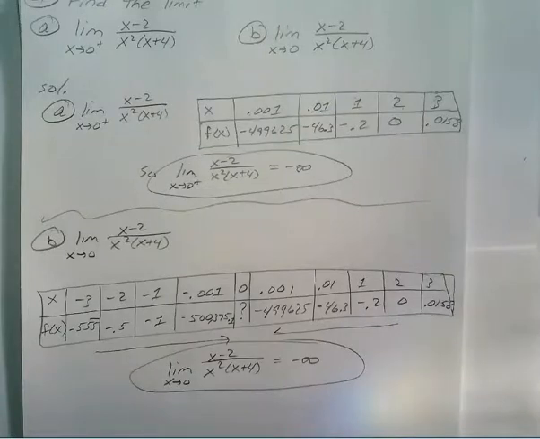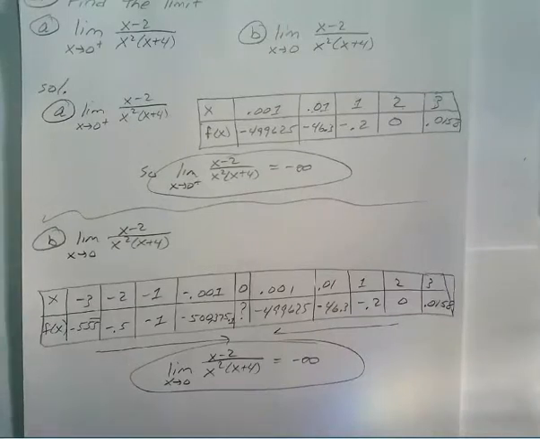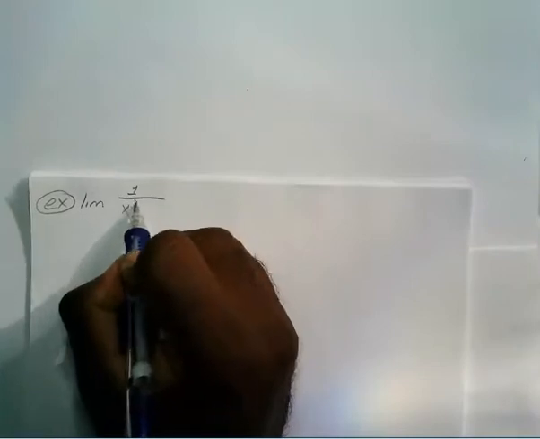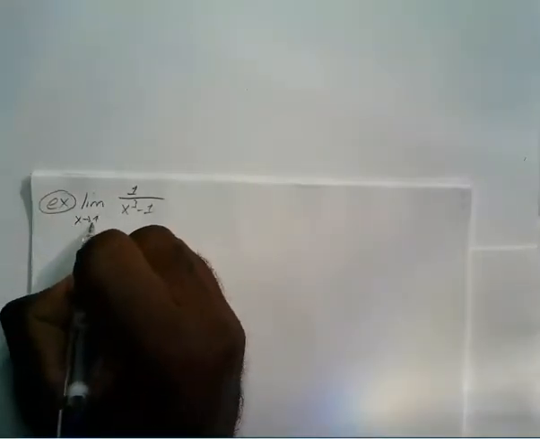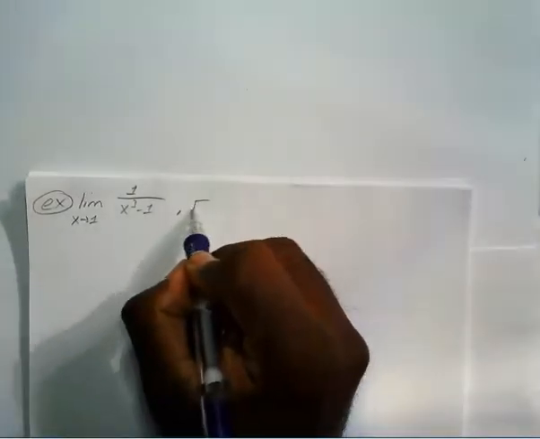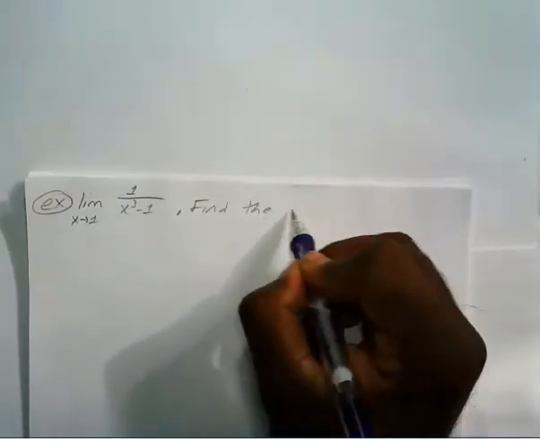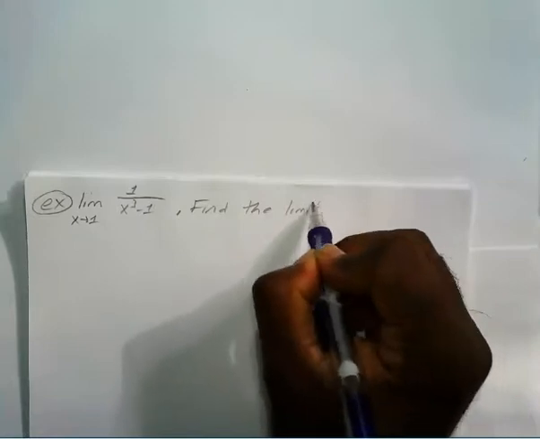Alright, so if you are still writing, feel free to press pause. We're going to go ahead and do one more example. Okay, so let's say, for example, you have the limit of 1 over x to the third minus 1 as x approaches 1, and find the limit.